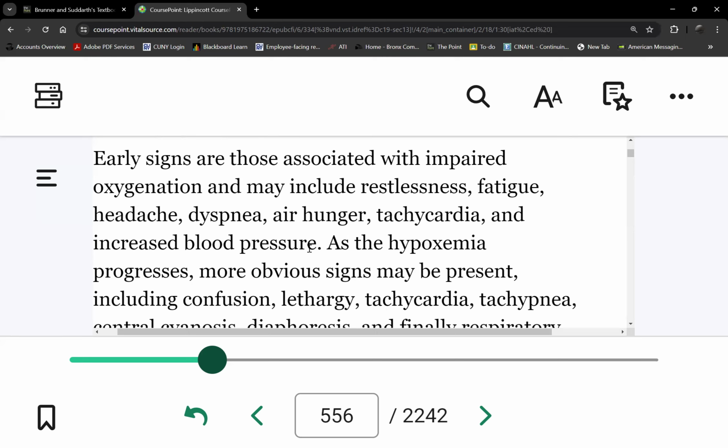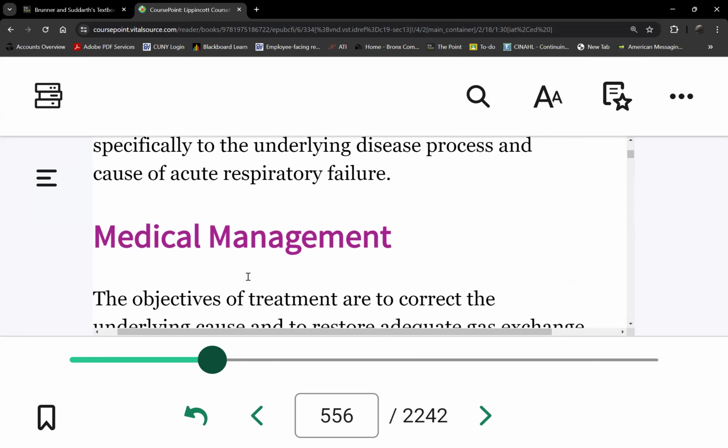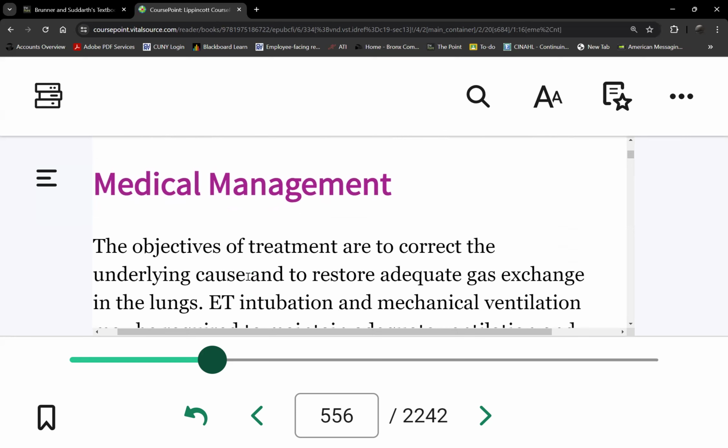But what are those three ABG findings again? PaO2 less than 60, PaCO2 over 50, pH less than 7.35. And then the oxygen saturation less than 90.